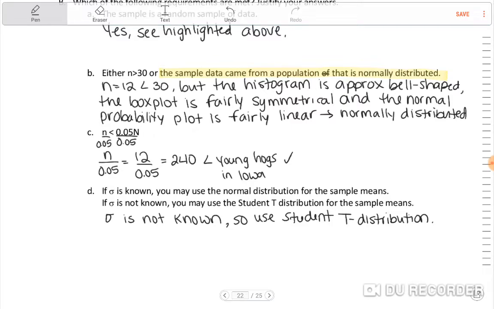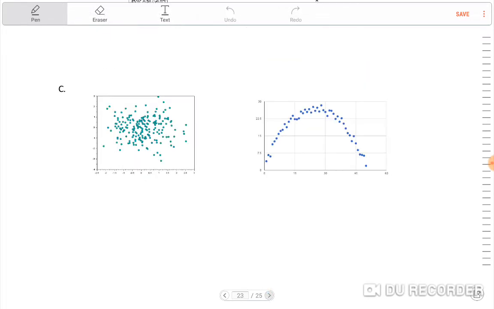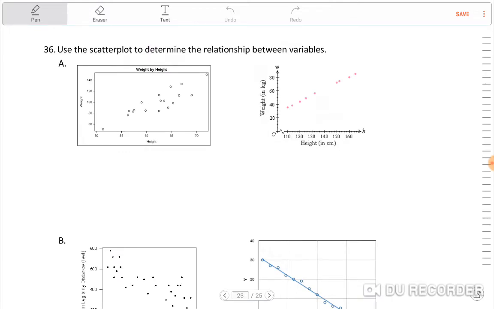Okay. All right. Next. Number 36. It says use the scatter plot to determine the relationship between variables. So looking at these top ones here, over here on the left is a scatter plot, and on the right you're seeing like a probability plot. Excuse me, I meant this was scatter plot.